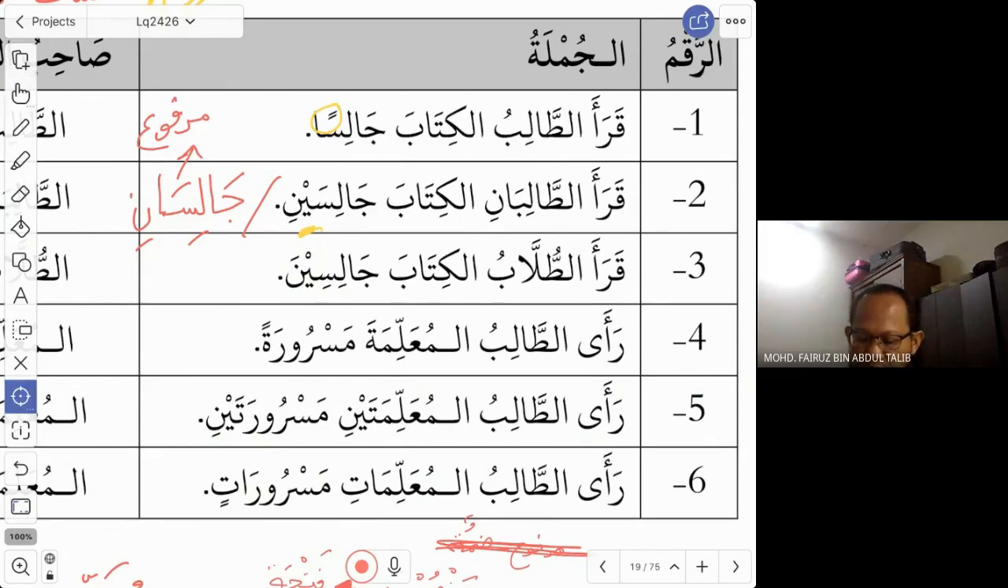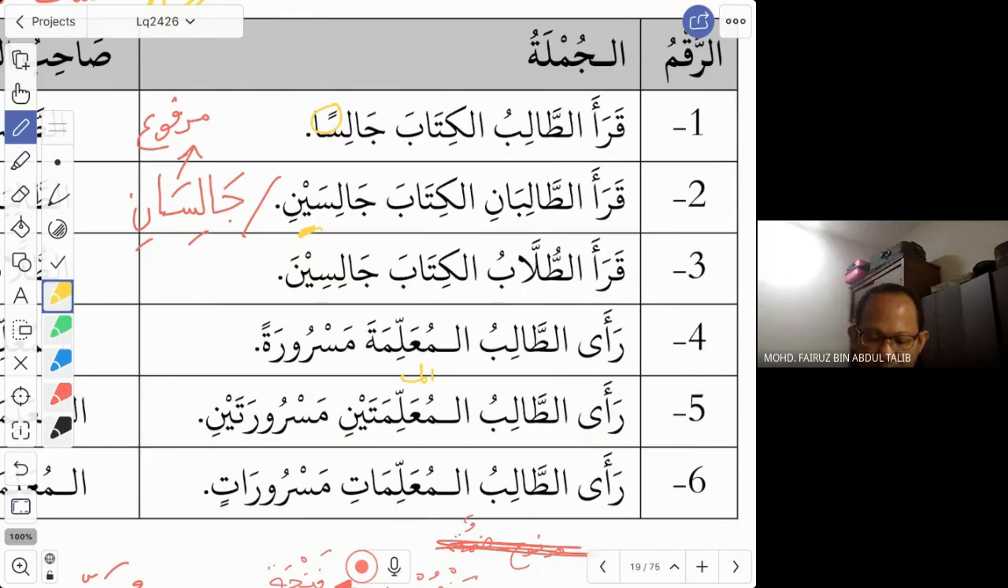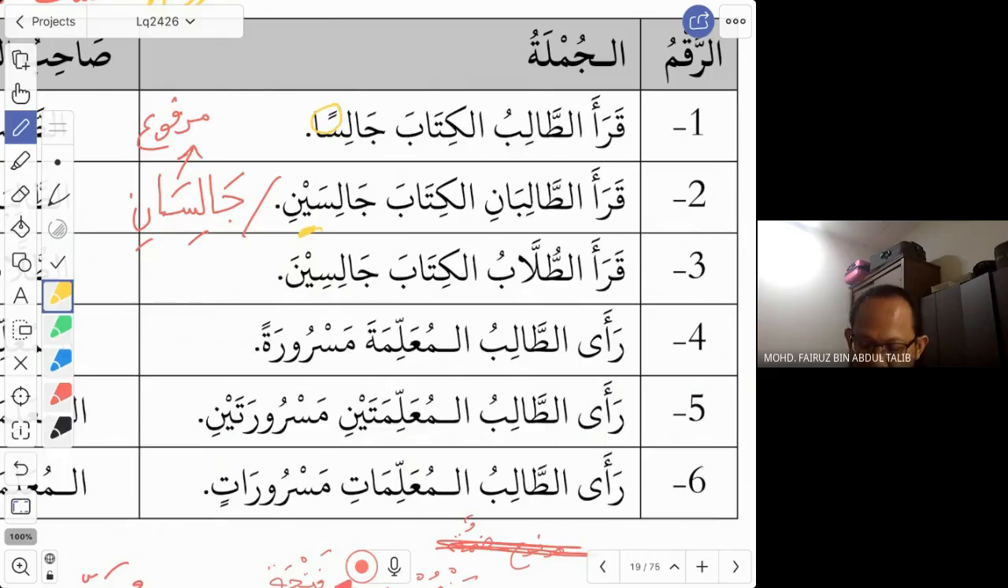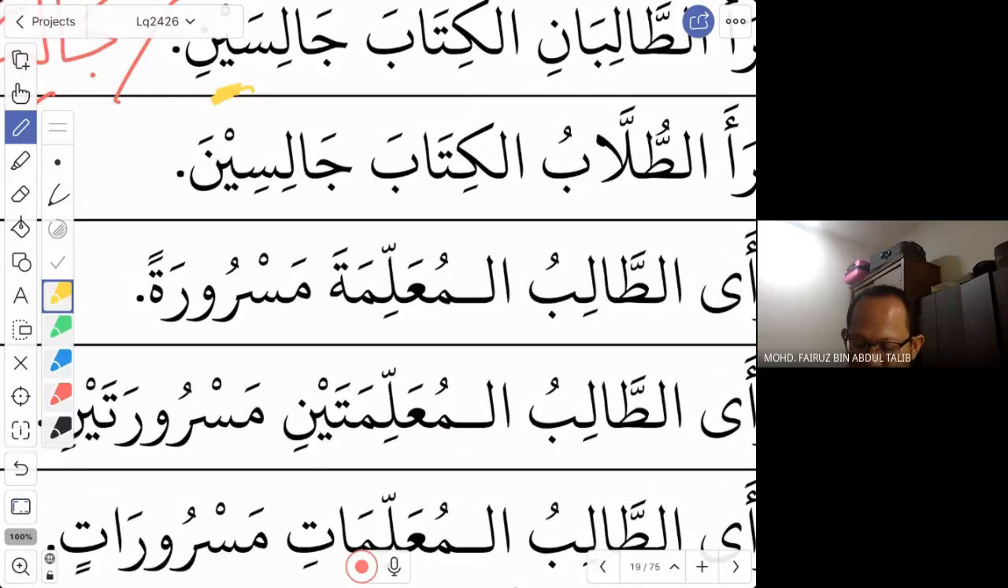The same goes to number 5. If you look at number 5, before we look at the word hal, look at this, mu'allimataini. Why don't they say mu'allimatani? What do you think? Because it's mansub. Good. Why is it mansub? So mansub, yes, correct. But why? We need to answer another question. Why do you say it is mansub?